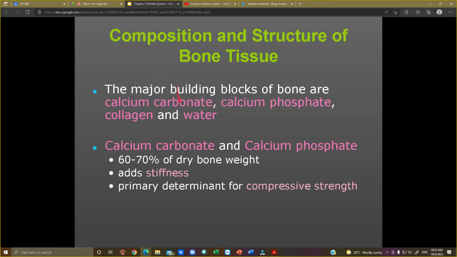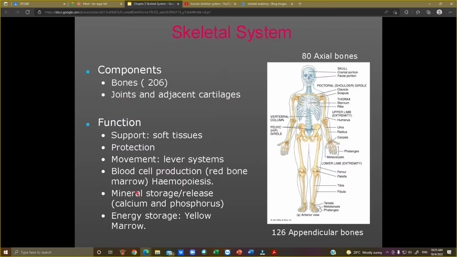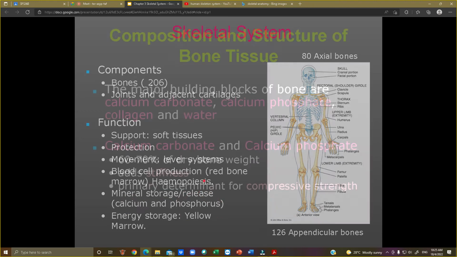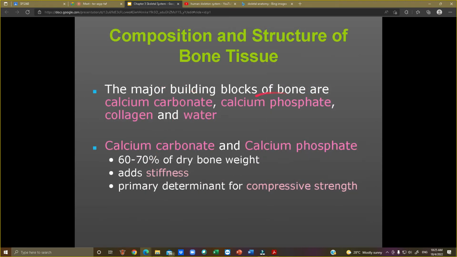Okay. Alright, composition. What makes up our bones? The basis is 4 different components. This is its foundation. Calcium carbonate, calcium phosphate. See? Calcium carbonate, calcium phosphate. These are the two things being explained here. Calcium and phosphorus. Calcium carbonate, calcium phosphate. And then we have collagen and water.